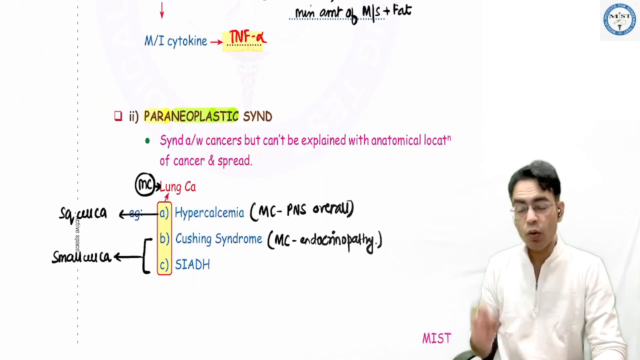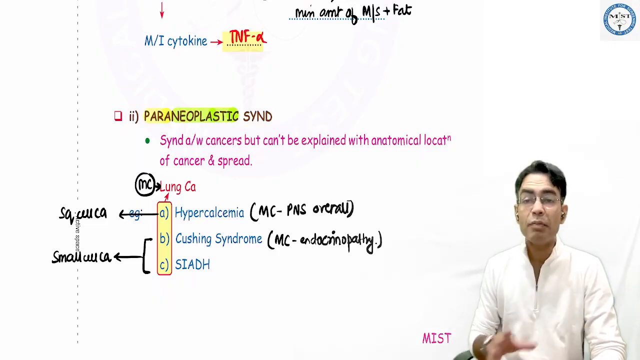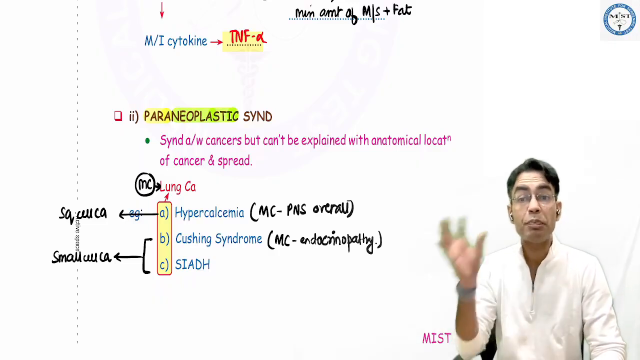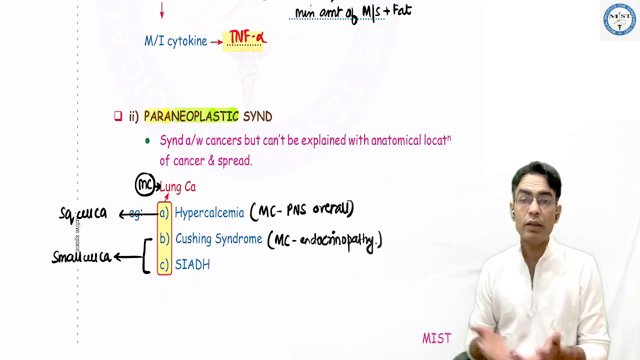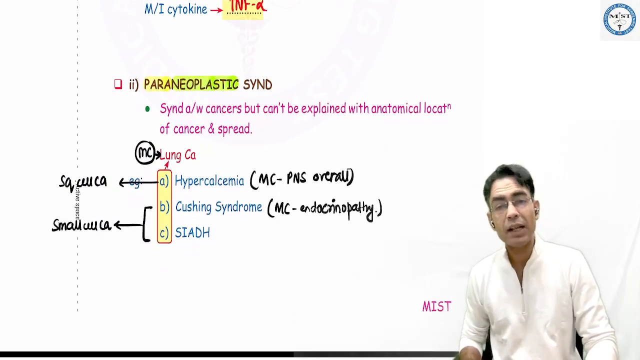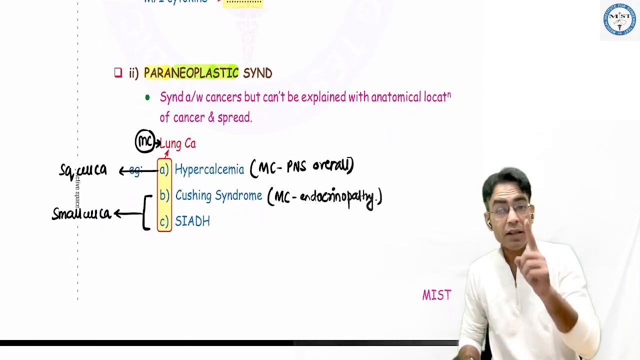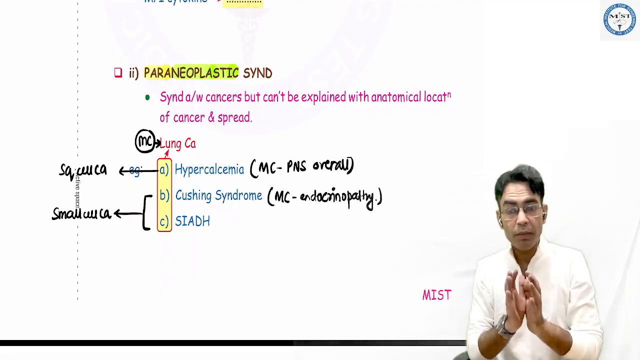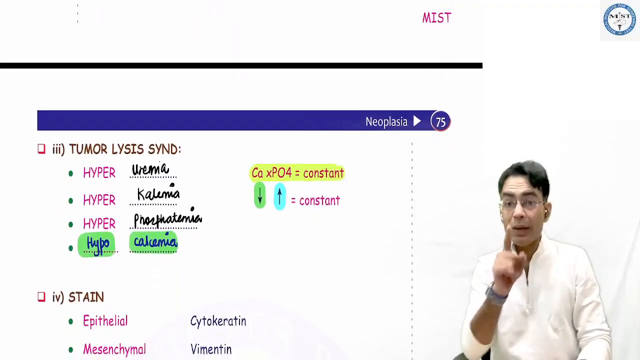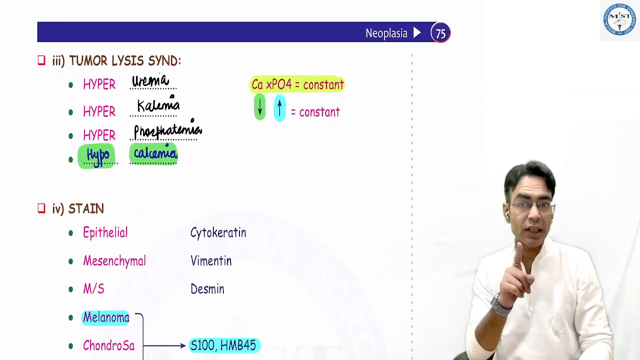Paraneoplastic syndromes are syndromes which are associated with certain cancers but can't be explained by the anatomical location or the spread of the cancer. They are found, but it is not understood why. So these are paraneoplastic syndromes like hypercalcemia, Cushing, and SIADH. Hypercalcemia, please remember, is the most common paraneoplastic syndrome. The most common cancer showing paraneoplastic syndrome is lung cancer.